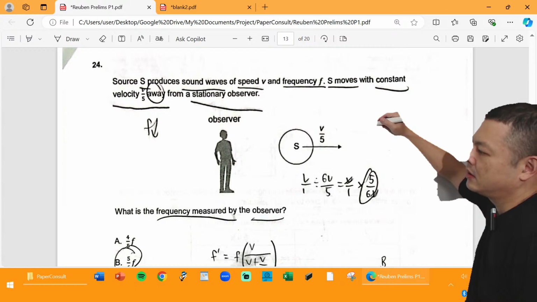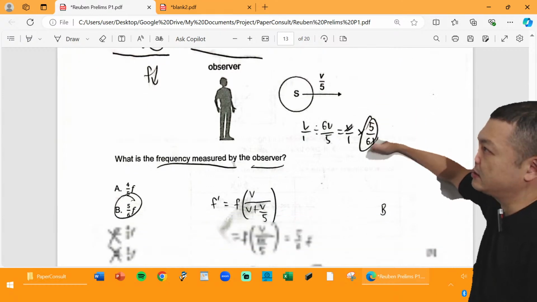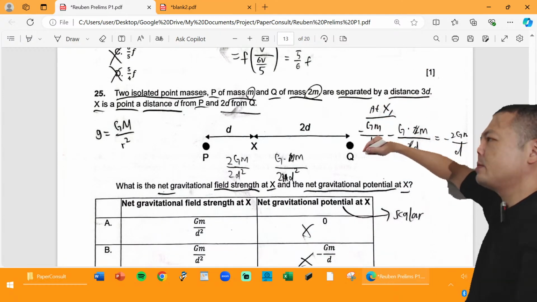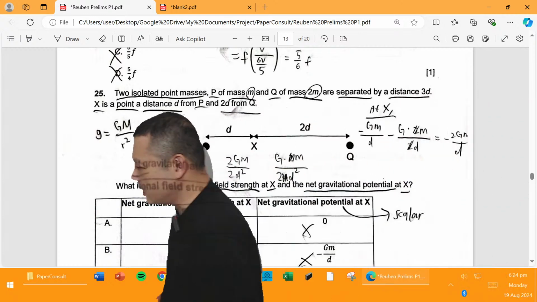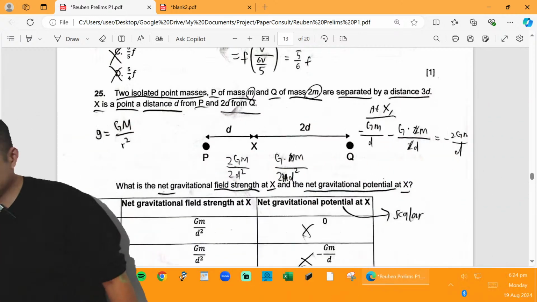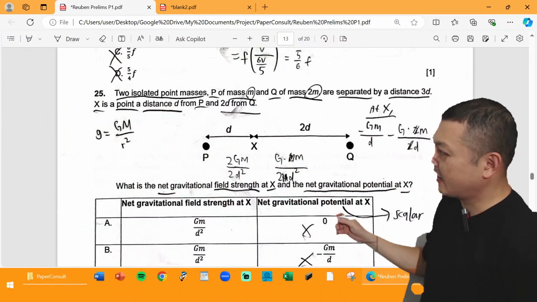24 will be just you have to use the equation from the data booklet. Do you need me to go through this? Don't need, 24 don't need. 25? Okay, tell me which one. Just choose the next one. You need a 29. How about you? He needs a 29. Okay.